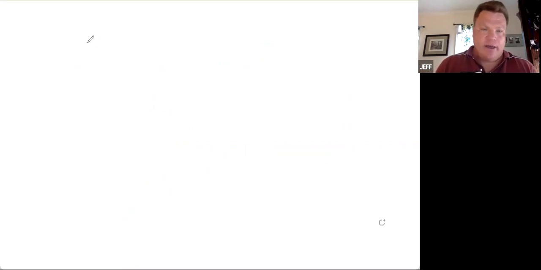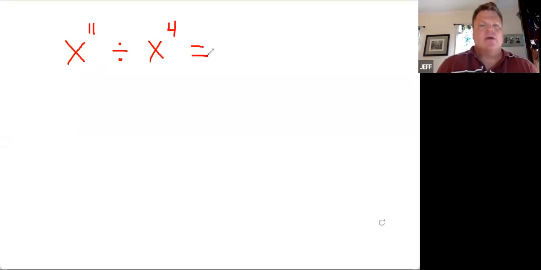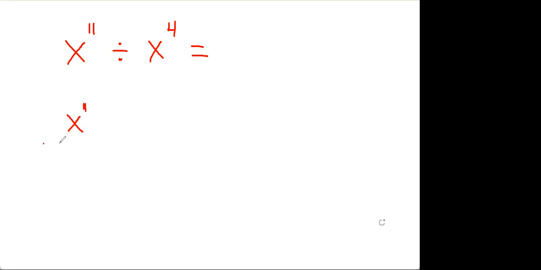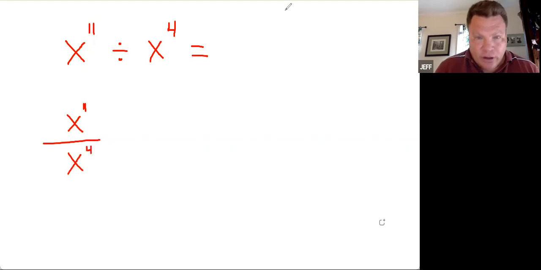Rule number 2, we just did multiply. So now we're going to do divide. So if it was x to the 11th divided by x to the 4th, or they could write it like this. You know, fractions are also division problems. They could write it like this. That's x to the 11th divided by x to the 4th. And clean up my letters because that looks crappy.